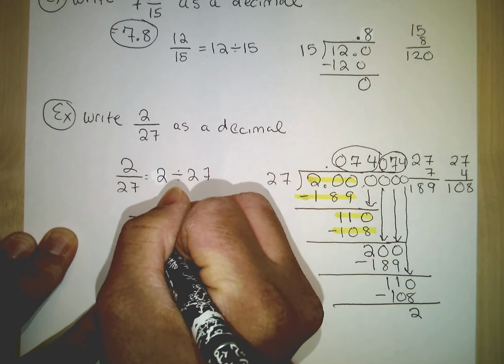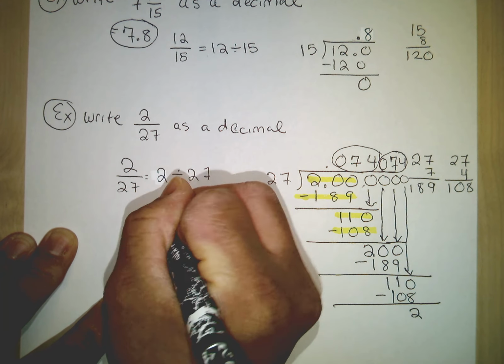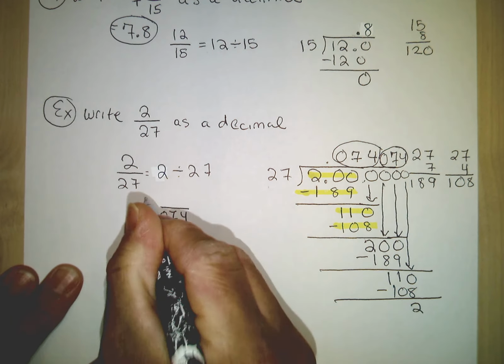So if you recall, we write a repeating decimal like this, 0.074, and the 074 is the part that's repeating, so we write the bar over that. All right.